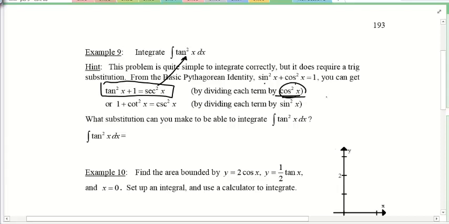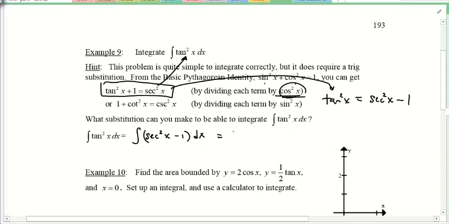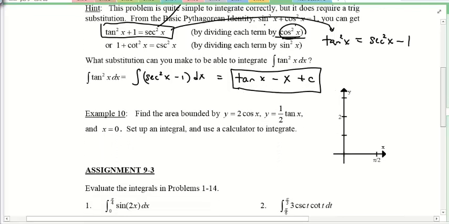Tangent squared x is just equal to secant squared x, and I can take the positive 1 and move it to the other side. So really the integration of tangent squared x is the same thing as secant squared x minus 1, and this is nice because the integration of secant squared just happens to be tangent x. The integration of negative 1 is just x, and don't forget indefinite integral, so plus c. So sometimes a quick trick like this makes your life a lot simpler.